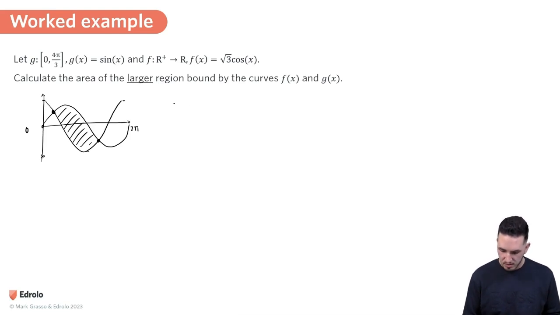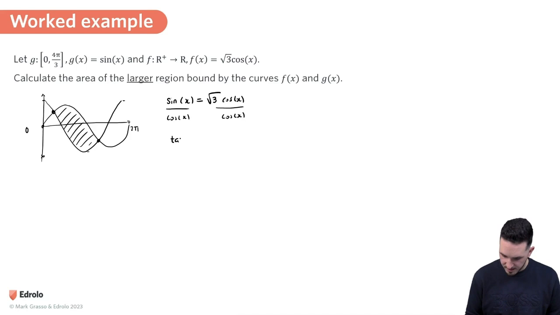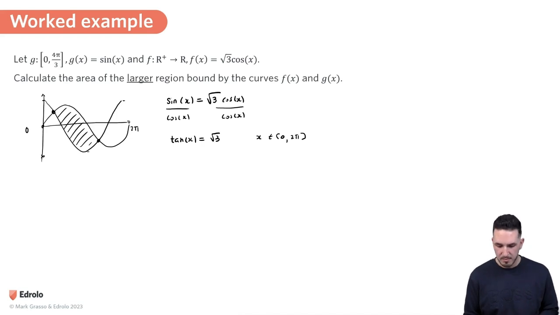So the first thing I want to do is let them equal each other to find the points of intersection. So sine of x is equal to root 3 cos of x. If we divide both sides by cos, we'll get tan, so tan of x is equal to root 3. At the moment, x is an element of 0 to 2 pi. Even though it is defined between 0 and 4 pi on 3, let's just use this to find our points of intersection for the time being.